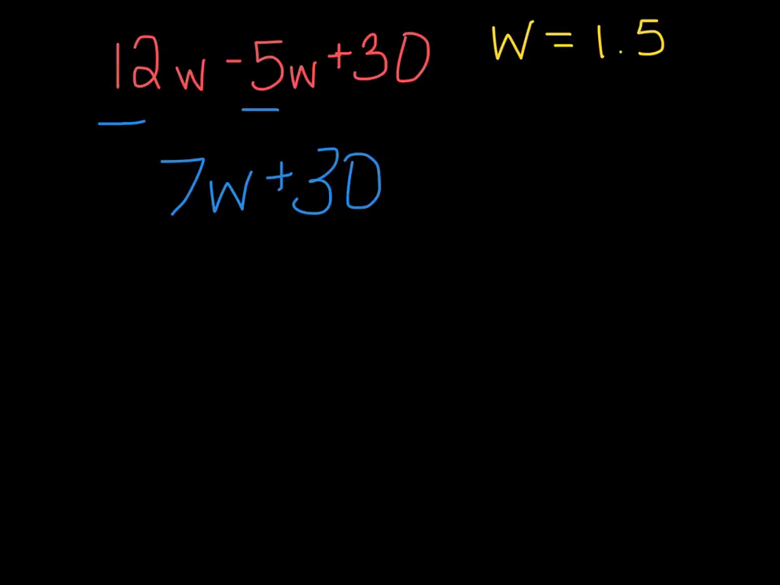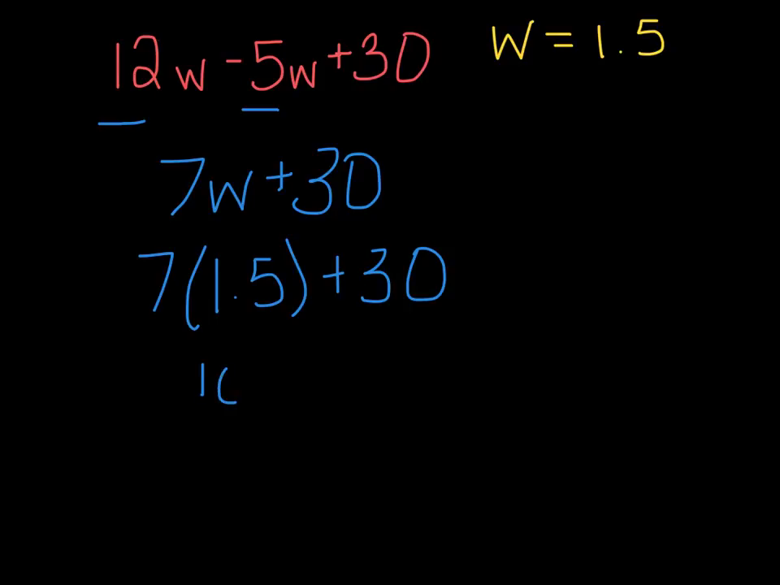So now we'll plug in what the w equals. So 7 times 1.5 plus 30. Now we need to multiply the 7 times 1.5, and that equals 10.5 plus 30. Then we just add that up, and we get 40.5, which is the value of the expression.